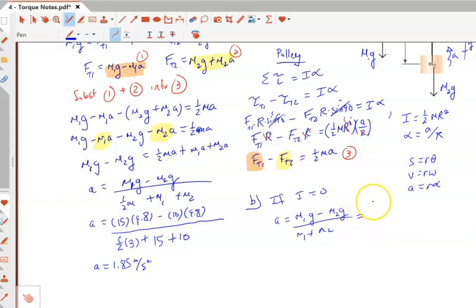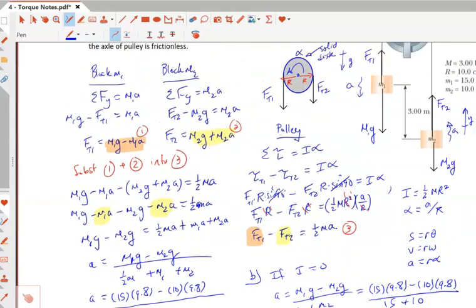And now if you plug in the numbers, you'll get the following expression, and then hopefully it's no surprise that the acceleration is going to be a little bit bigger because you're not having to rotate the pulley as well, and because you're assuming it has no mass. So you can obviously accelerate a little bit more.